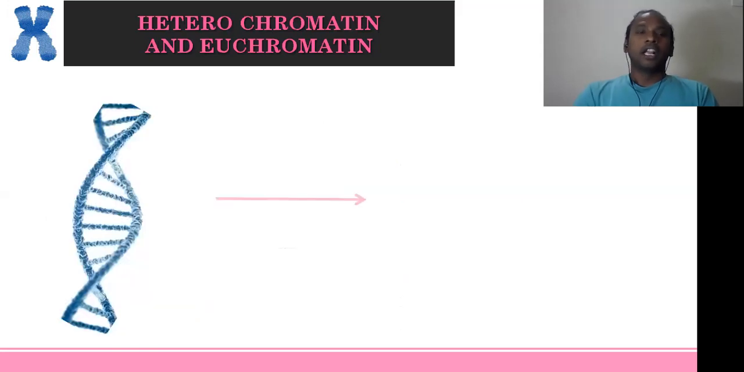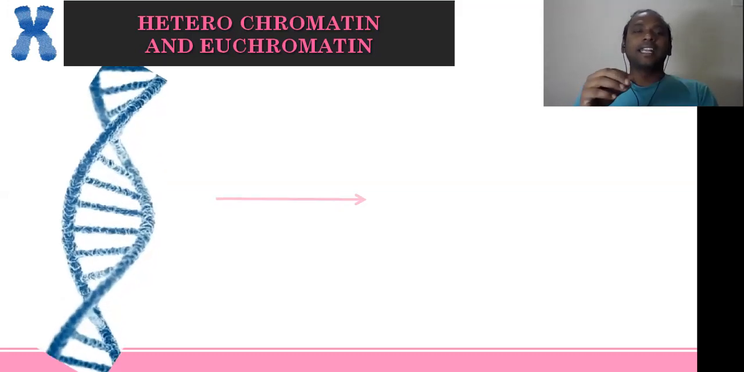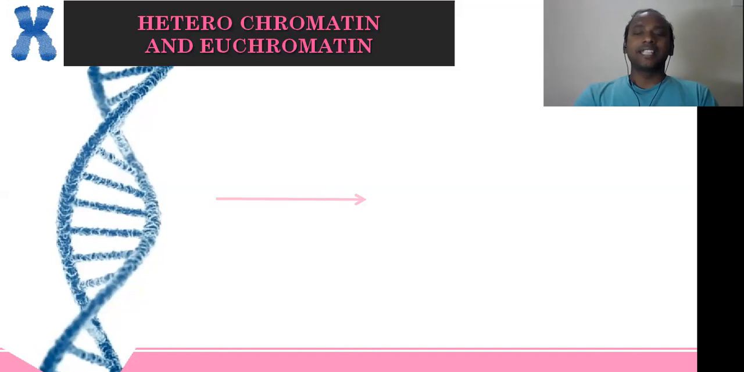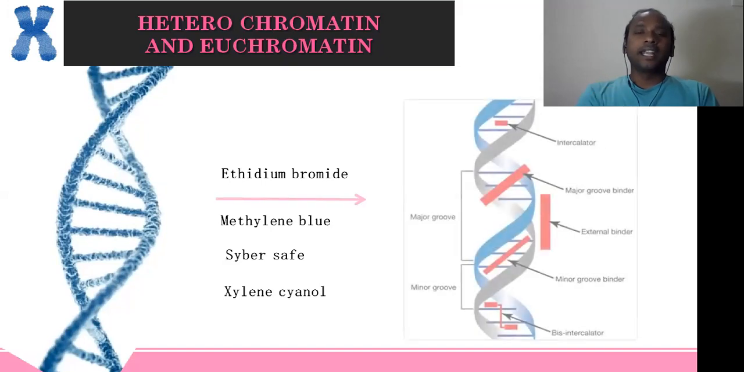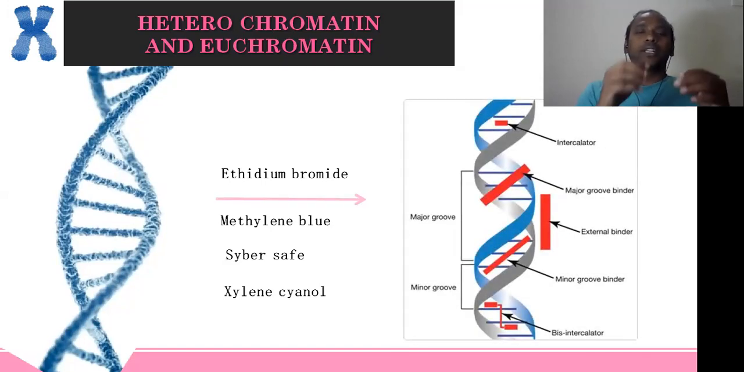Clear? Done. Now when we want to stain this DNA, we use different dyes like ethidium bromide, methylene blue, cybersafe, and xylene cyanol. These are the different dyes used for the staining of DNA. Once you stain with these dyes, what will happen? Depending on their properties, these dyes will bind to the DNA at different stages, and we should understand that.